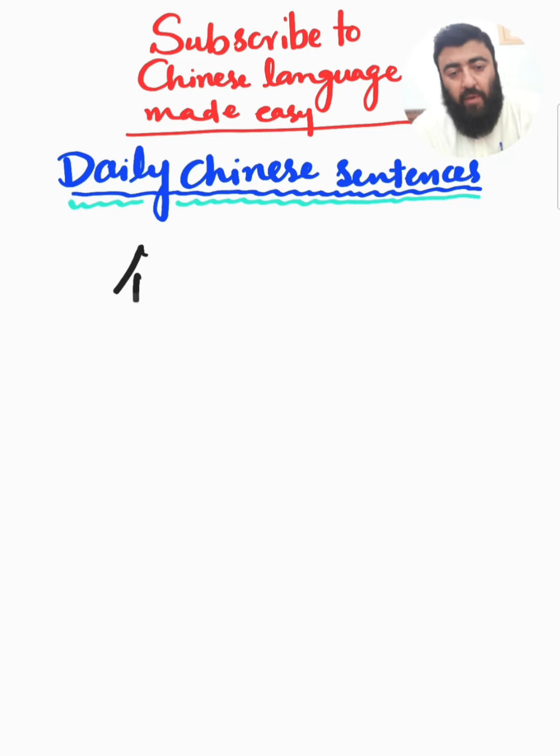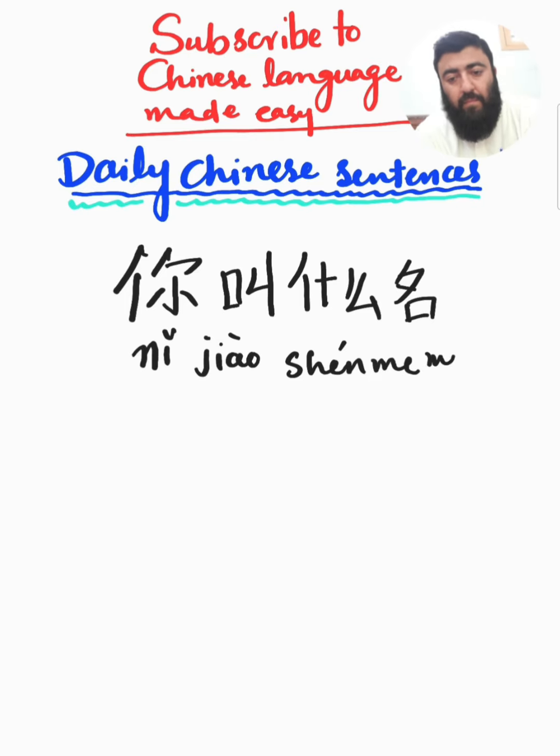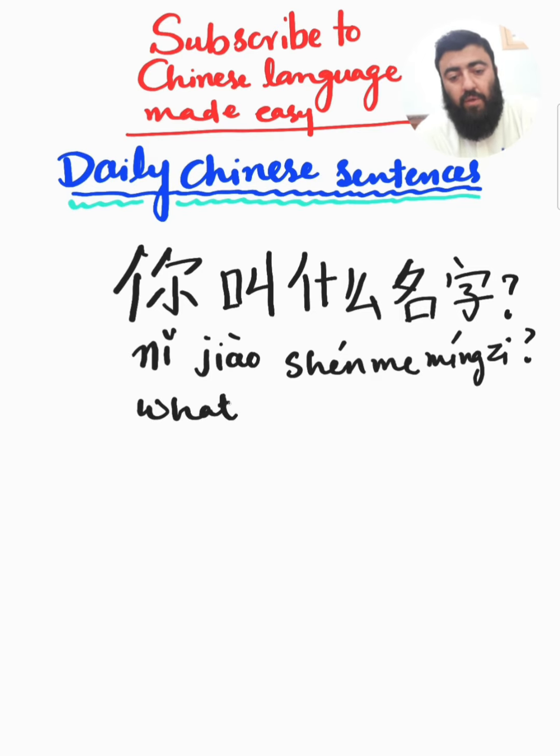So, what is your name in Chinese language? How are you going to write this in Chinese language? 你叫什么名字？你叫什么名字？Okay, so 你叫什么名字？What is your name?